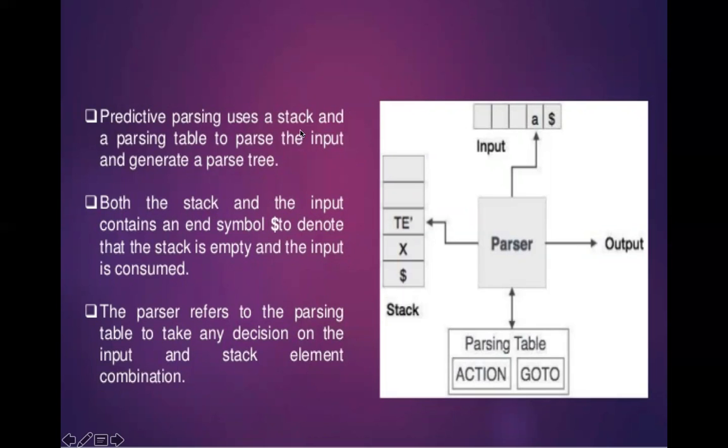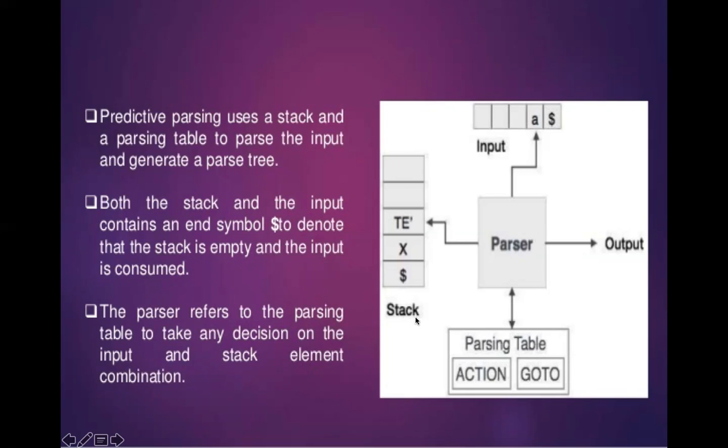Predictive parsing uses a stack and a parsing table to parse the input and generate a parse tree. Both the stack and the input contain an end symbol, dollar, to denote that the stack is empty and the input is consumed. The parser refers to the parsing table to take a decision on the input and stack element combination, deciding whether to take the action or go to the parsing table.